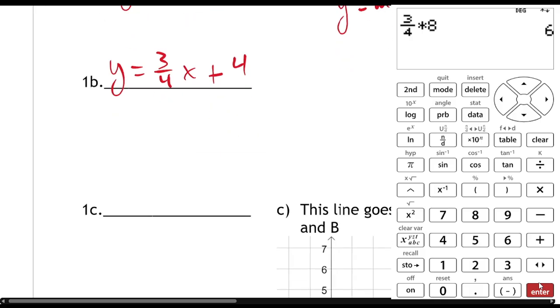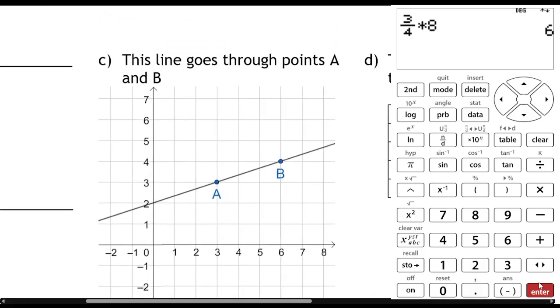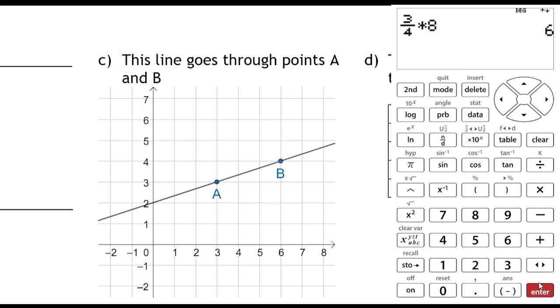All right, next question. It says this line goes through points A and B, and you can see it. It's fairly straightforward. If I create a slope triangle, from point A I can see I've got a rise of 1 and a run of 1, 2, 3. So I know that this slope is 1 over 3, or 1/3. So our slope is 1/3.